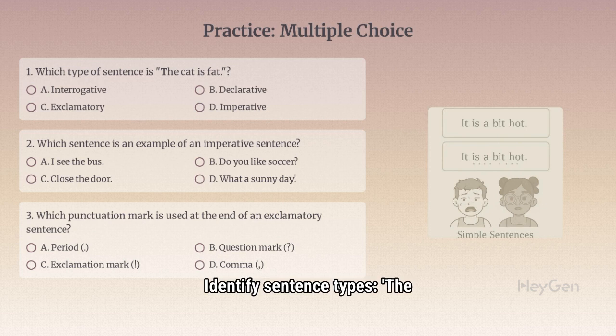Identify sentence types. The cat is fat is declarative. An imperative example is, close the door. Exclamatory sentences end with an exclamation mark like, what a sunny day. Understanding these distinctions enhances clarity in communication.